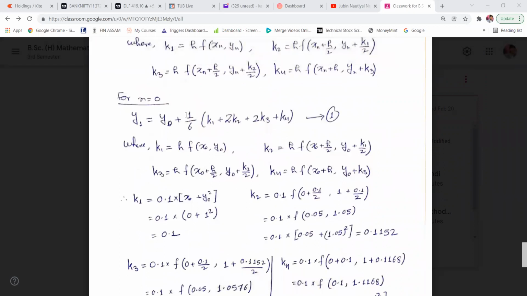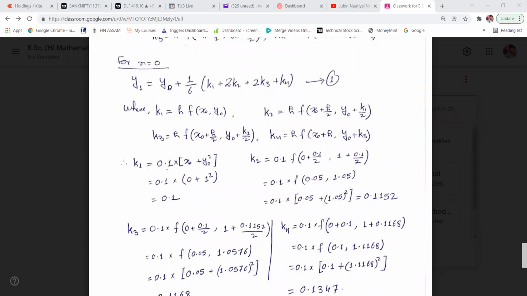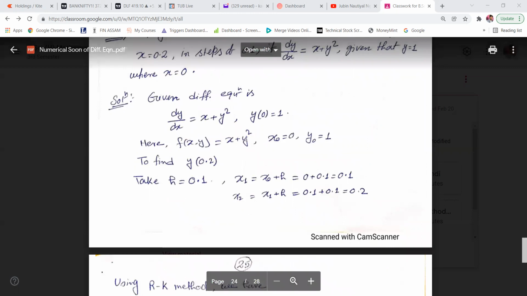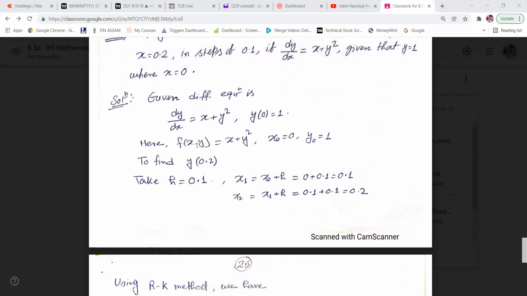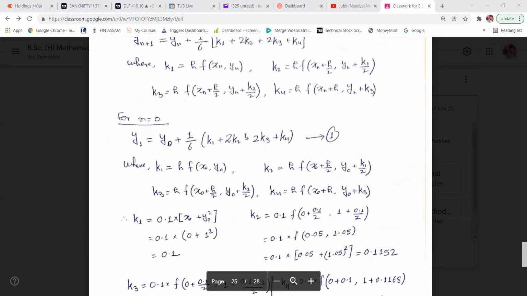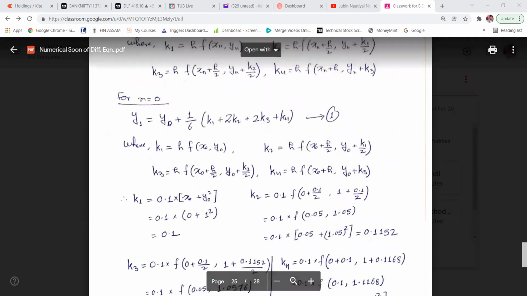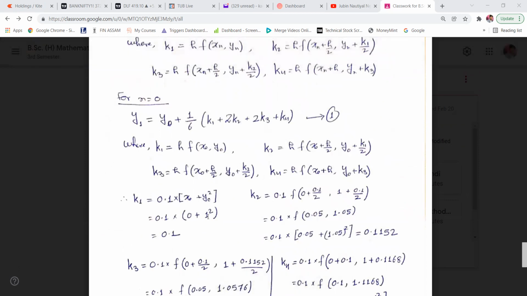So k1 is h f of x0, y0. Here h is 0.1, and the expression for the function f is already given, that is f of x, y will be x plus y square. So for f of x0, y0, in place of x you put x0, in place of y you put y0, so x0 plus y0 square. Then put the values of x0 and y0 and simplify, you will get the k1 value.